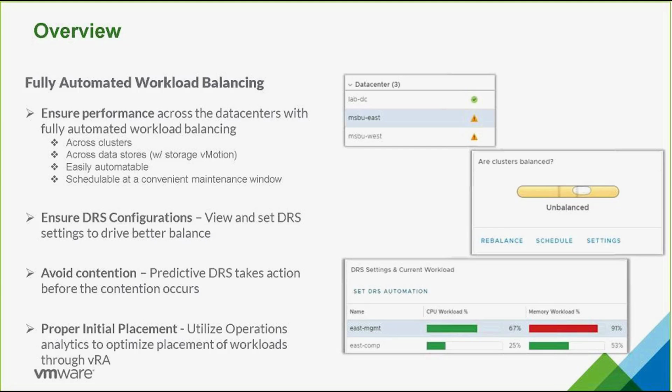And hence, with vRealize Operations 6.6, we had a fully automated workload balancing feature which was available to solve a bunch of use cases. Essentially, there were four essential use cases associated with workload placement or workload balance.